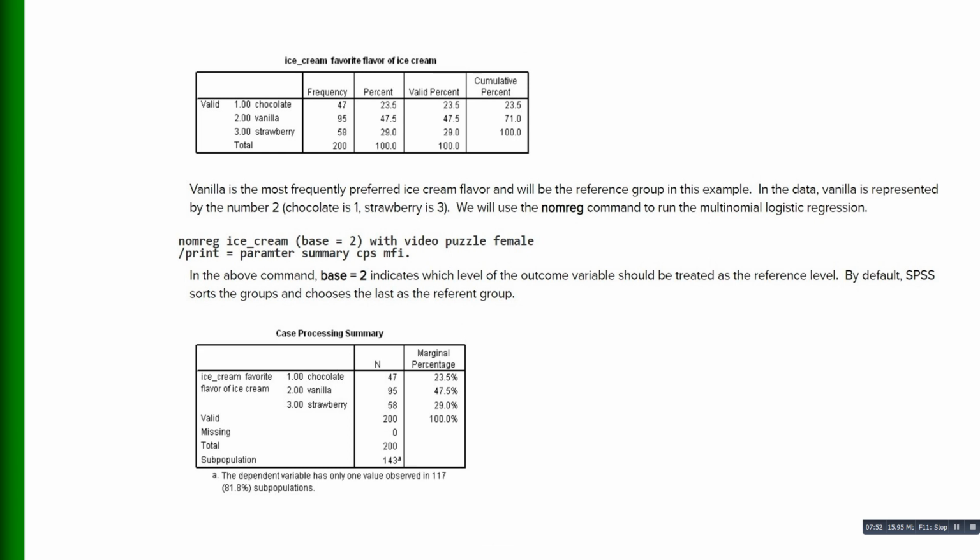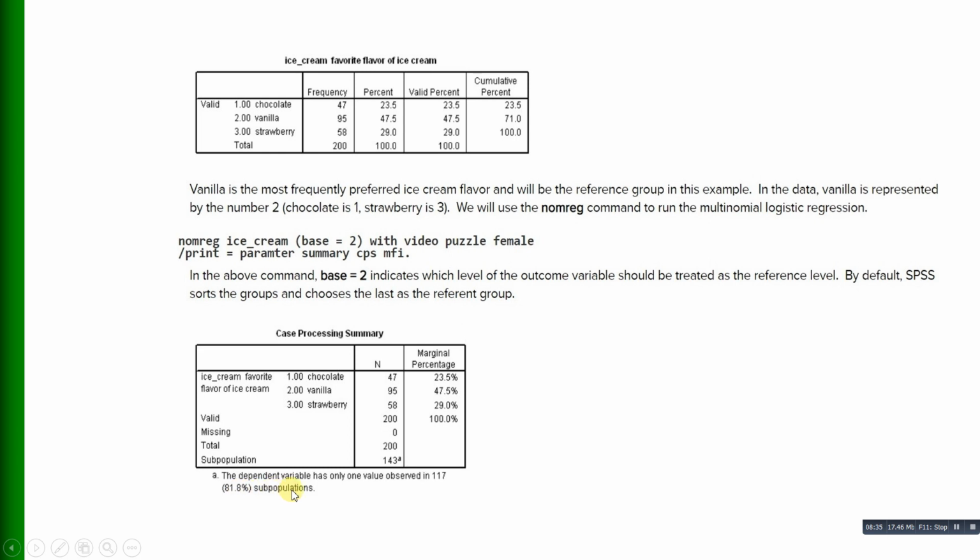and we will use multinomial regression in this model. So here in this case processing summary, again these are the frequencies of the 3 flavors. This is the total number of the students or the participants which are included in this analysis. And here you see there is subpopulation, and the number is 143. And here in the footnote, SPSS has written that the dependent variable has only one value observed in 117 or 81.8% subpopulation.